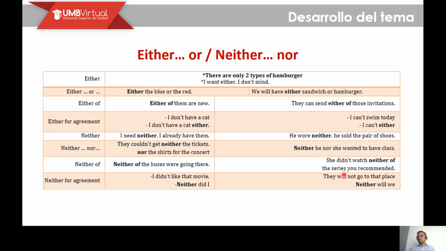She didn't watch either of the TV series recommended. Neither for agreement. I didn't like that movie. Neither did I. Neither will we. Yeah, according to the grammar tense that we have over there.